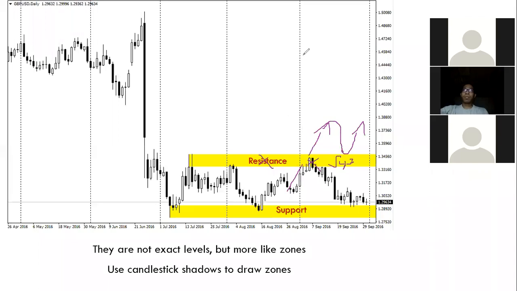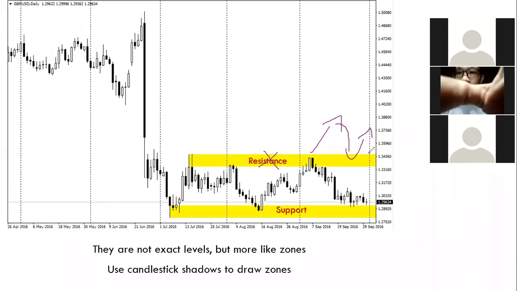Malinaw? No? So, pag binasag yung resistance, asahan nyo tutuloy yung price paakyat. Saan tayo pwedeng sumabay? Or saan tayo pwedeng pumasok? Well, you kindly wait for it to go back to your old resistance, no? Which is your new support. Saan ka papasok ng buy?